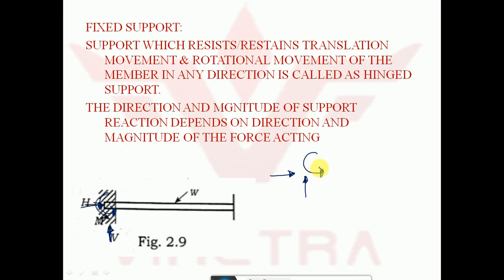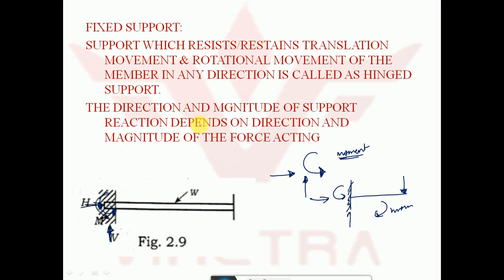Allowed to rotate means what happens? At a hinge it was allowed to rotate. If I fix it so that there is no rotation, then a moment will develop here. So what is a moment? If I fix it somewhere and apply some load here, force times perpendicular distance will give me the moment. The moment is developed here, and the vertical and horizontal components are restrained. Then it is called a fixed support, which resists translation and rotation of a member in any direction.